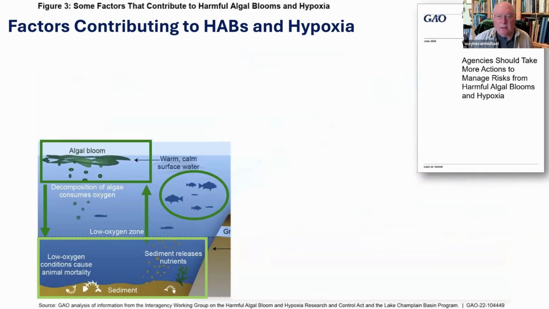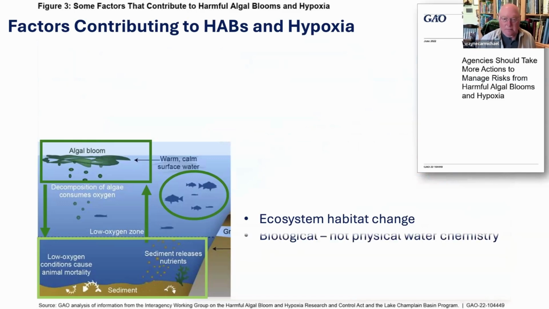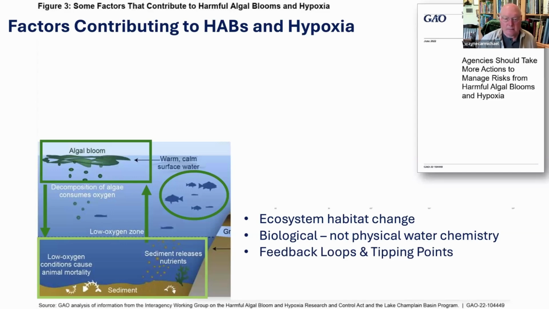So leaving that cartoon up, what we have in effect done with our land use practices and water use practices is affect an ecosystem habitat change. That change is biological. It really involves just decomposition and hypoxia and organic buildup, nutrient cycling instead of nutrient removal. So it's biological, not physical, to a great degree. It also involves feedback loops and tipping points.